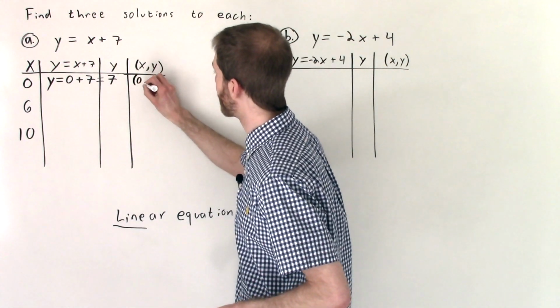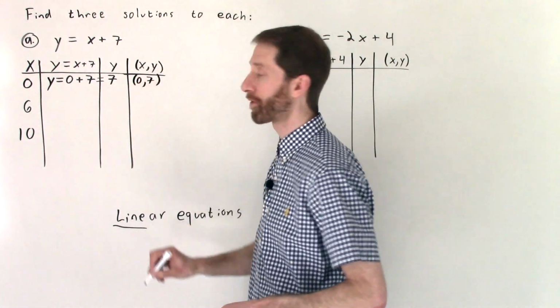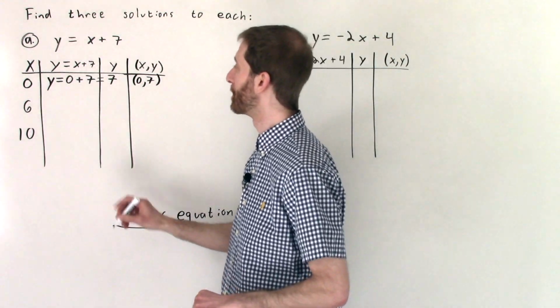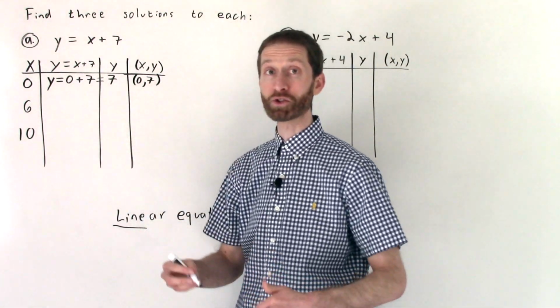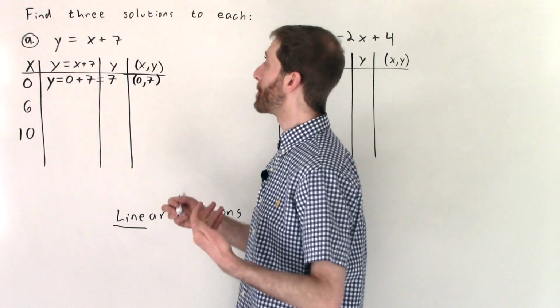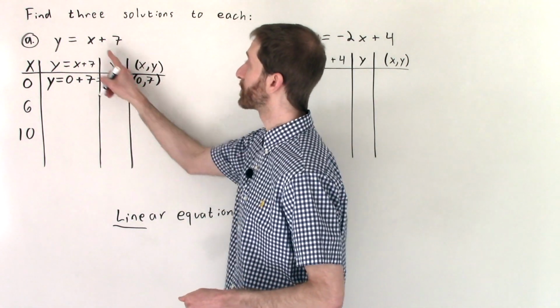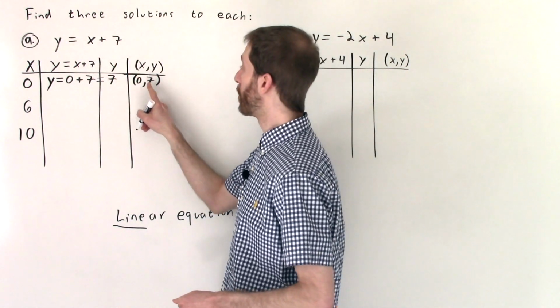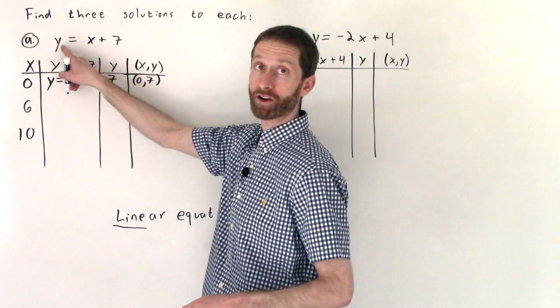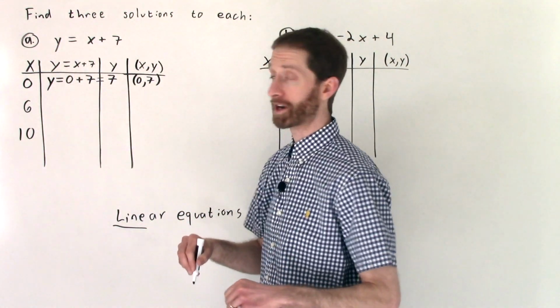And yes, that is a point on a graph. And again, you will see that in a later video. So 0, 7 is a solution. How do we know it's a solution? Because when we plug x equals 0 in here, we will get also 7 out here. So I'll go back and show you how to check that in a moment too.